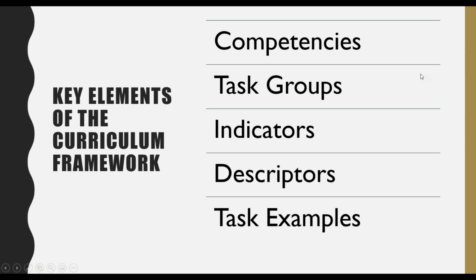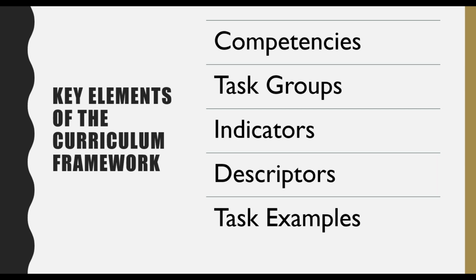So the key elements of the curriculum framework are the competencies, the task groups, the indicators, the descriptors, and then the task examples. The task groups organize the content from within a competency. They were developed from lists of common tasks collected from the field, which were then sorted into meaningful categories. So the question to the field was, what do people need to be able to do? And that was collected, and then a sorting process took place. And the competencies came out of that process.